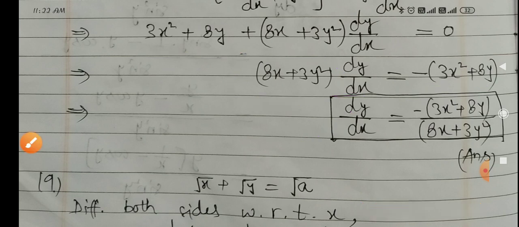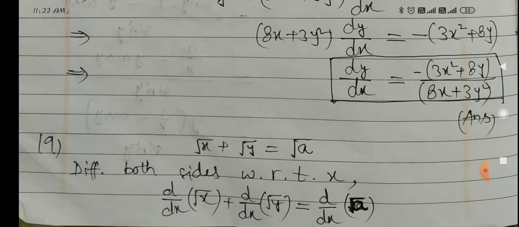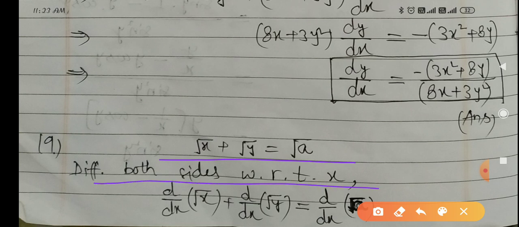One more question is there, question number 9. In this question this function is given: under root x plus under root y equals under root a. Differentiating both the sides with respect to x, it is written. So d upon dx of root x plus d upon dx of root y is equal to d upon dx of under root a. Under root a is constant.